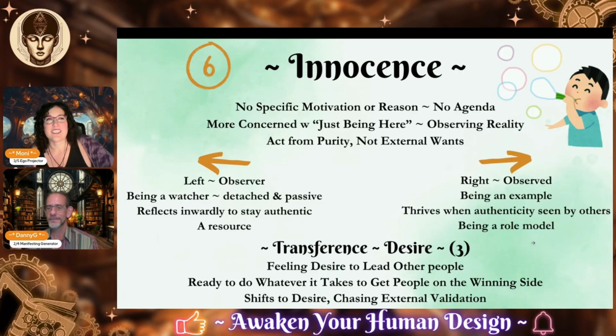Cool. So for color 6, motivation of innocence, the left arrow trajectory is the observer, being a watcher, detached and passive, reflects inwardly to stay authentic, and they're a resource. On the converse, we have the right arrow trajectory, which is observed, being an example, thrives when authenticity is seen by others, and acting as a role model. They end up both acting as the role model, is the thing.